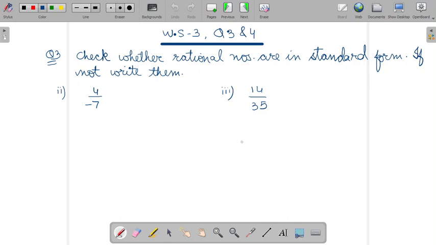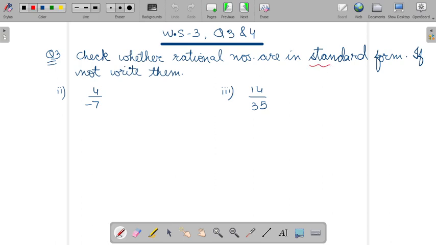Hello everyone. Now question number 3. Question number 3 is: check whether the rational numbers are in standard form. If not, then write them. Means if they are not in the standard form, then you have to convert them into the standard form.